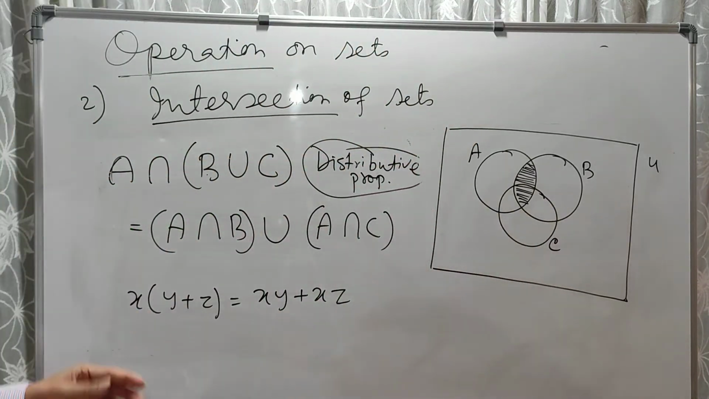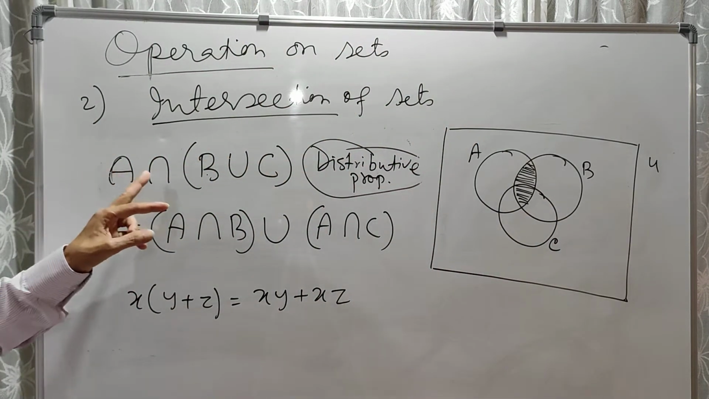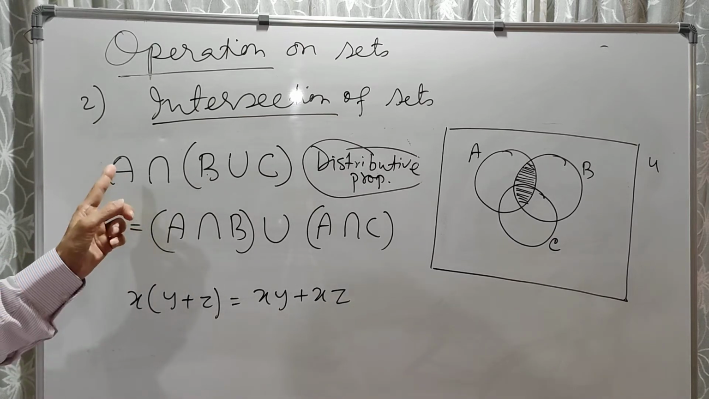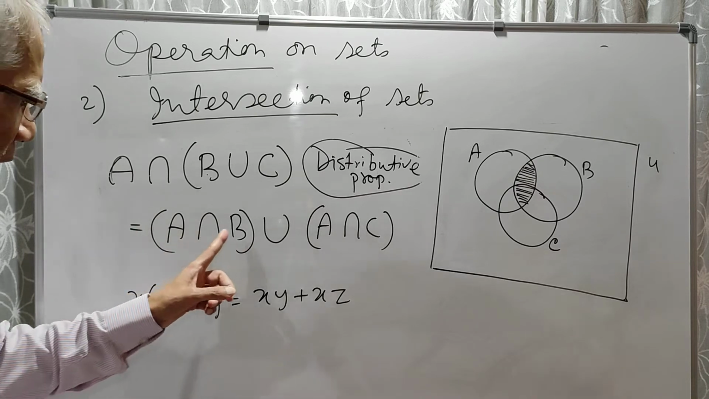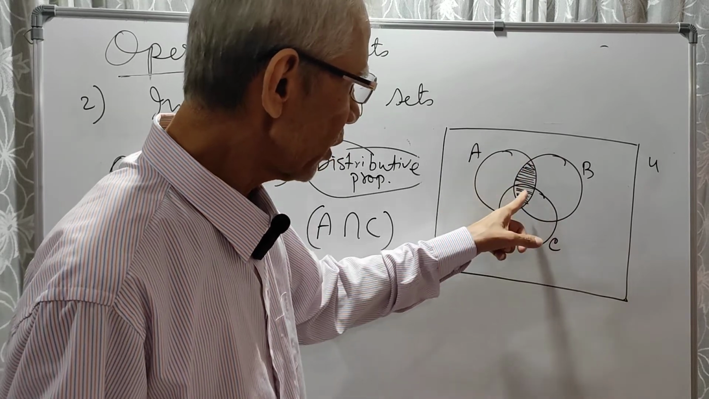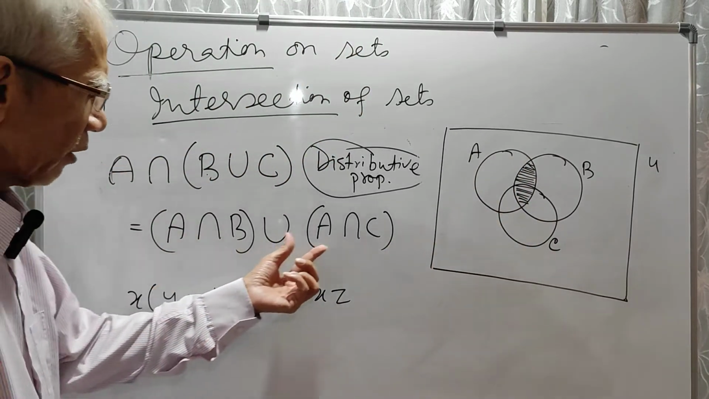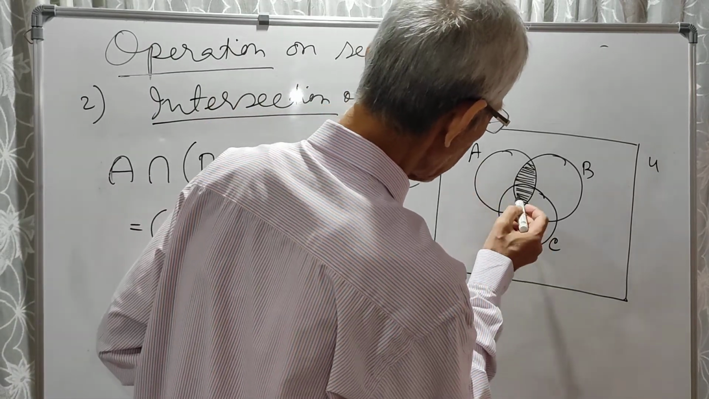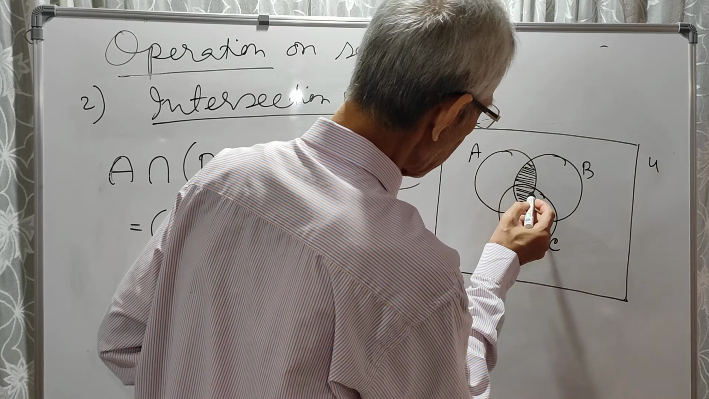So first of all, let us see this part. We want to find out A intersection B union C. So first we are going to find A intersection B. Now A intersection B will be which region? This is A, this is B. Which is the common region? This is the common region. So that is A intersection B. Now A intersection C will be this region.